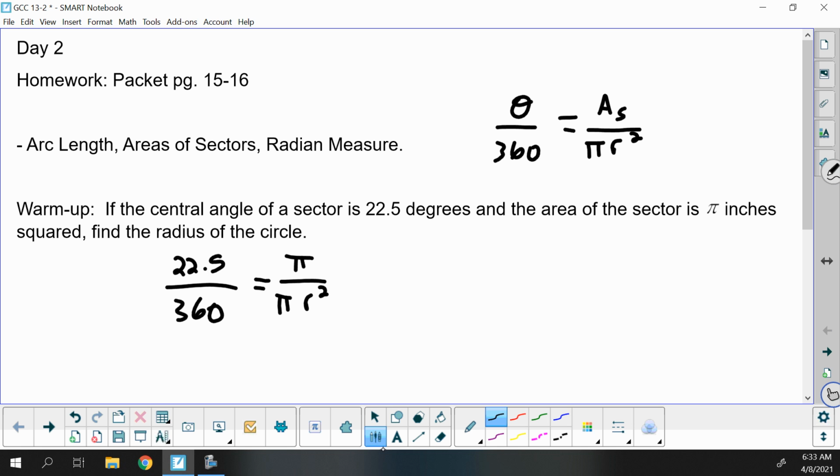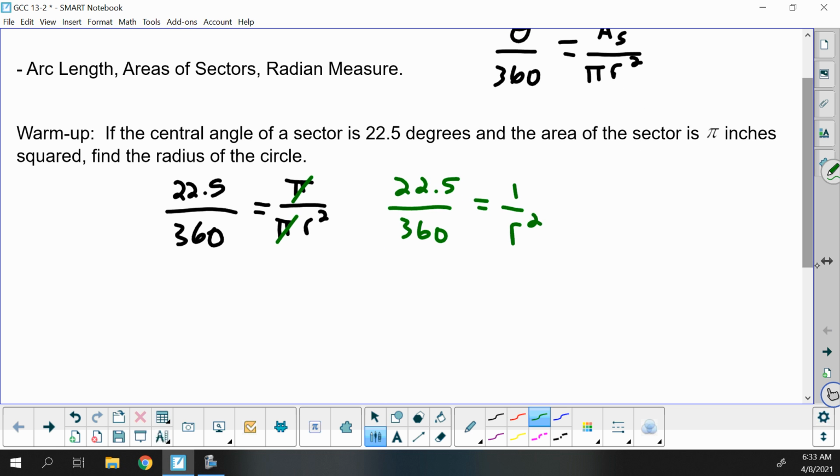Notice you have a pi both top and bottom on the left, so those can divide out. So you really just have 22.5 over 360 equals 1 over r squared. If you didn't divide the pi out there, you could have just cross-multiplied right away and divided it out later. If we cross-multiply, we get 360 equals 22.5 r squared. We'll divide both sides by 22.5.